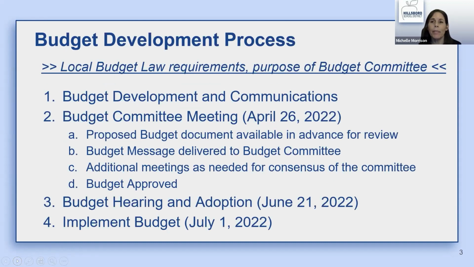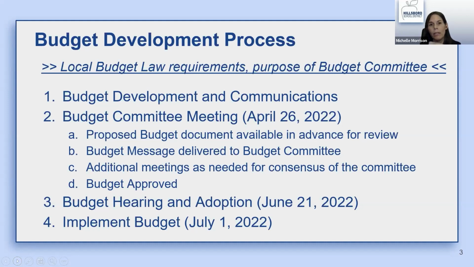So this slide may look really familiar to folks who have been on the budget committee for a while. It talks about the local budget law requirements. As a tax funded organization, there are very specific requirements in terms of what we do with our budget appropriations and the process we go through to make those happen, with participation from the community. That requires publications and a very formal structure. And then all of that culminates with the actual budget committee meeting, where the proposed budget is given and our superintendent's budget message is delivered on April 26th.